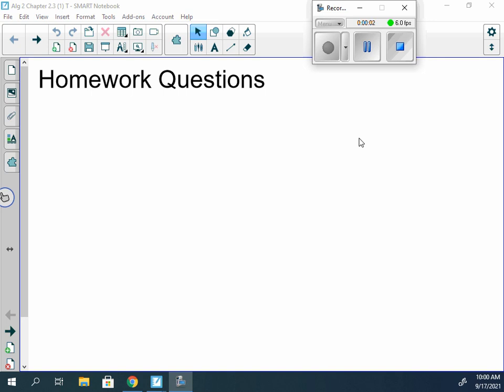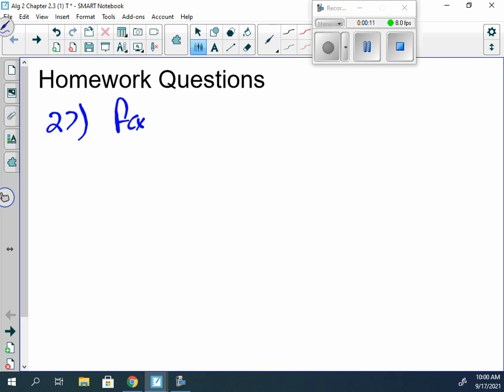All right, so we're looking at homework problem 27 from 2.1. The function that was given to us is f of x equals 3 parentheses x plus 2 squared plus 1. We want to describe the transformation of the graph and then identify the vertex.